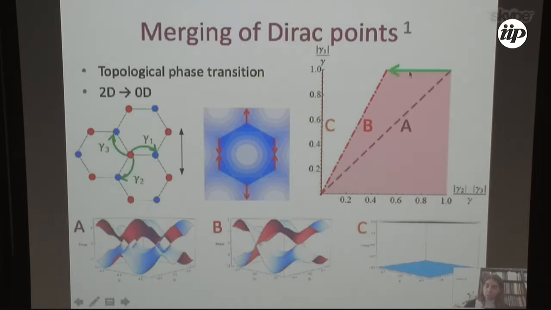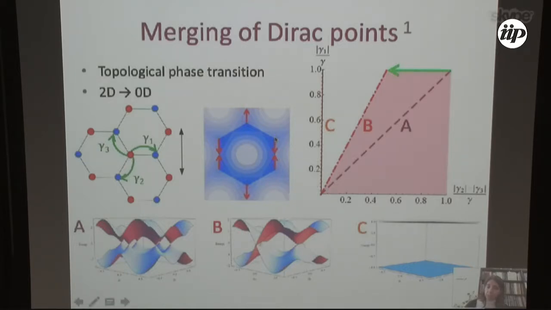So what happens is that when I start from this configuration A, where I have the six Dirac-cones in my Brillouin zone, when I reach this point B, when gamma 1 is 0.5 of gamma 2 and gamma 3, I go to this very special point where I have parabolic band touching in one direction and the linear band touching in the other direction. And immediately after that point, I enter into the region C, where I have lost the Dirac-cones. They have merged and annihilated. And I open a gap in my system.